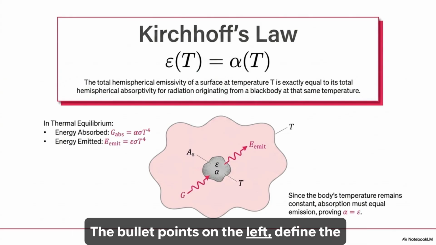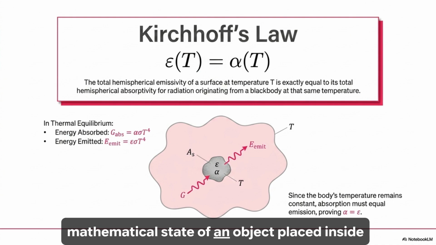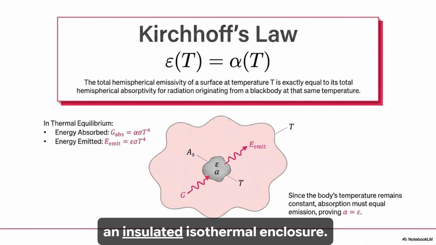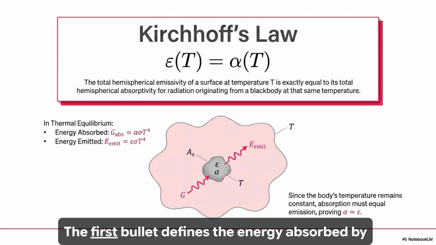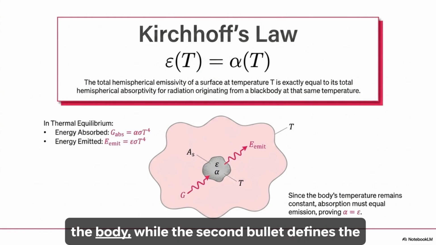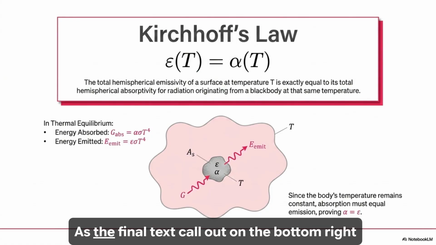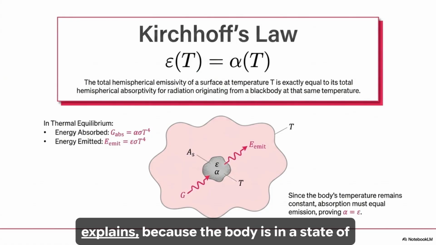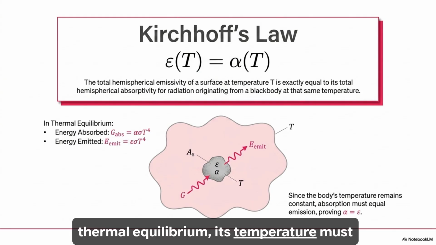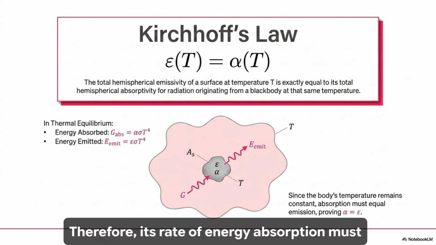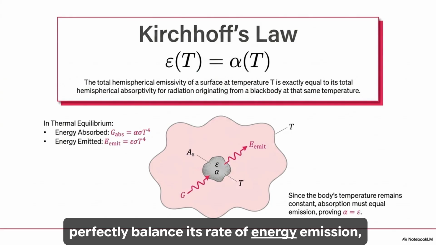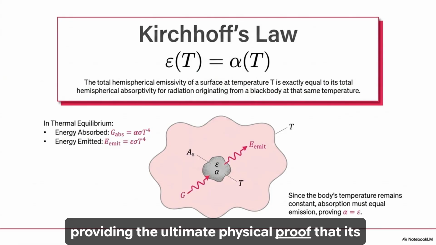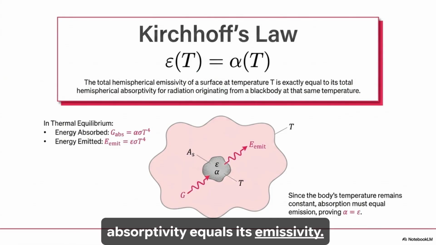The bullet points on the left define the mathematical state of an object placed inside an insulated, isothermal enclosure. The first bullet defines the energy absorbed by the body, while the second bullet defines the energy emitted by the body. As the final text callout on the bottom right explains, because the body is in a state of thermal equilibrium, its temperature must remain absolutely constant. Therefore, its rate of energy absorption must perfectly balance its rate of energy emission, providing the ultimate physical proof that its absorptivity equals its emissivity.